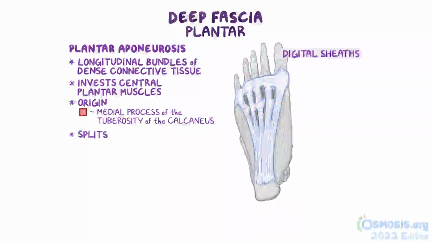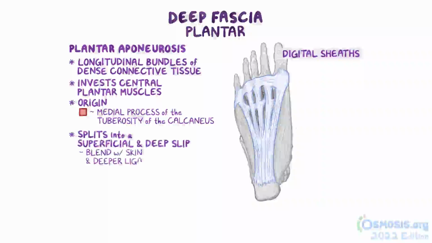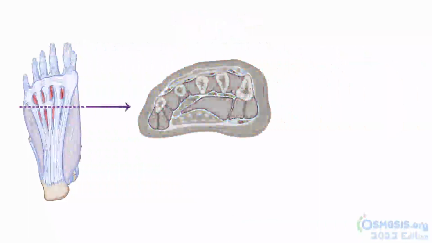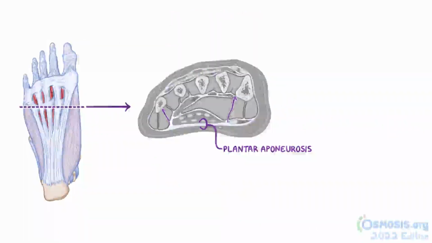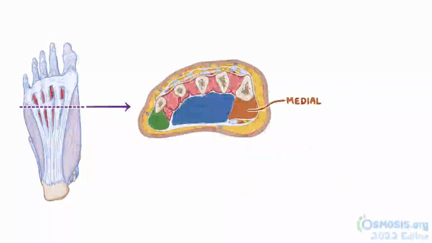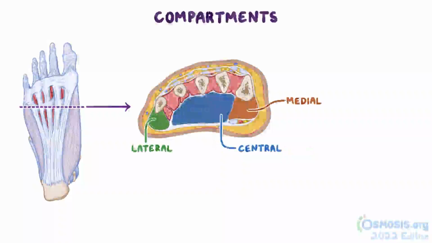Each band splits opposite to the metatarsophalangeal joints into a superficial and a deep slip, blending with the skin and deeper ligaments of the distal foot and also embracing the flexor tendons to the toes. Now, in the midfoot and forefoot, the plantar aponeurosis has vertical intermuscular septa that extend superiorly from its margins toward the 1st and 5th metatarsals, forming the medial, central, and lateral compartments of the sole.